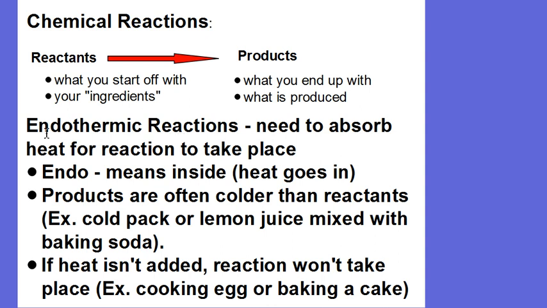And so there's two kinds of reactions. Endothermic reactions need to absorb heat. They need to take heat in order for the reaction to take place. The prefix endo means inside, so the heat is going in to drive the reaction forward. The products are often colder than the reactants. For example, when we did the cold pack in class, when you crush the pack and start the reaction, you activate it, the pack starts to feel colder. It's an endothermic reaction. The heat is going inside to make that reaction take place.